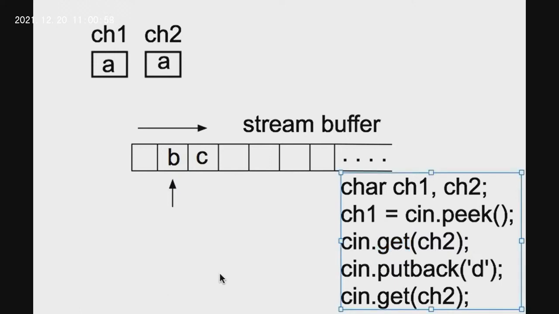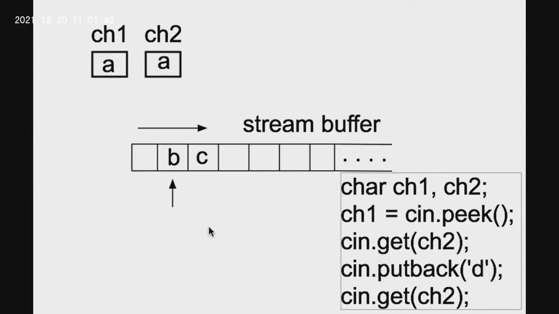All right. Putback is sort of the opposite of get. And I've just placed a D in here just because it was something different. I could put back ch1, and that would place an A back in the buffer because that's what ch1 contains. But you're not limited to the thing that you just read. So I just wanted to make that point. I could put back ch2, which would also put back the A, but you can put back into the stream buffer anything you want. So let's go ahead and put back the letter D.